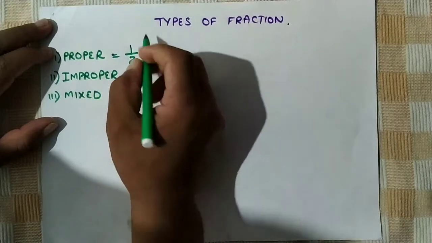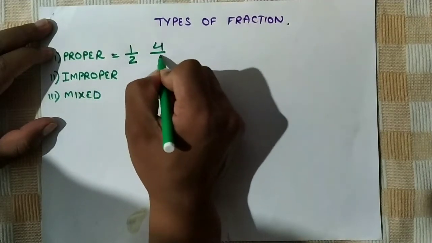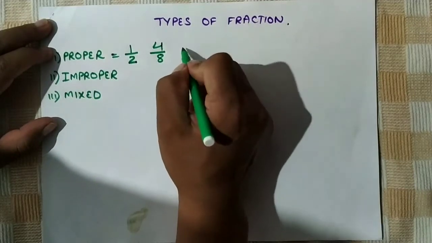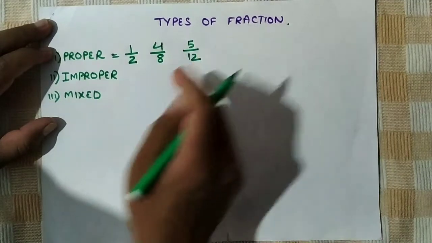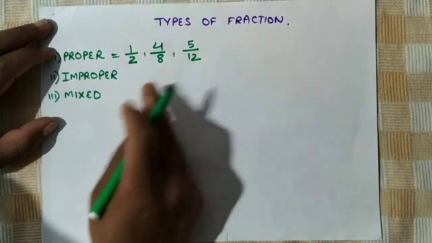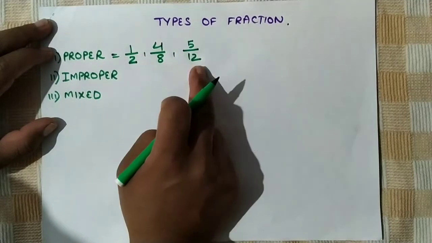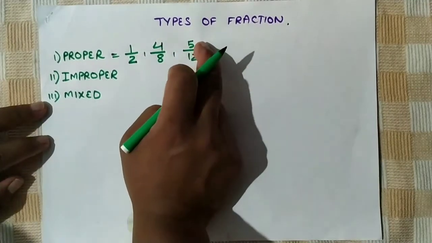Like for example, 1 by 2, 4 by 8, or 5 by 12. Over here the denominator is larger than the numerator.